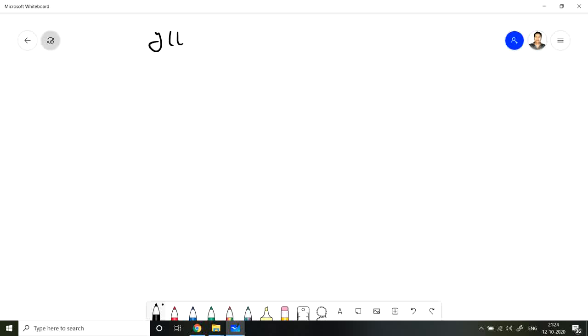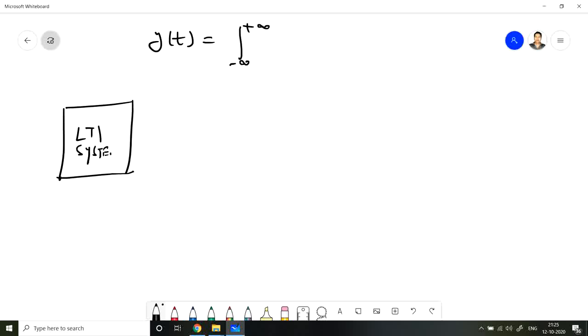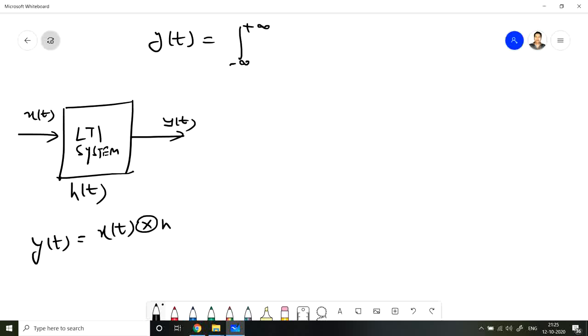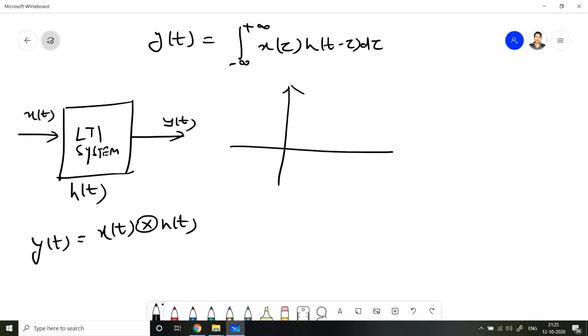So what is y(t)? So we have an LTI system. The input is x(t), the output is y(t), and the impulse response is h(t). So y(t) is nothing but x(t) convolution with h(t). So it is equal to the integral from minus infinity to plus infinity of x(tau) h(t minus tau) d tau. So let us compute this integral. First we have to see the graph of x(tau).